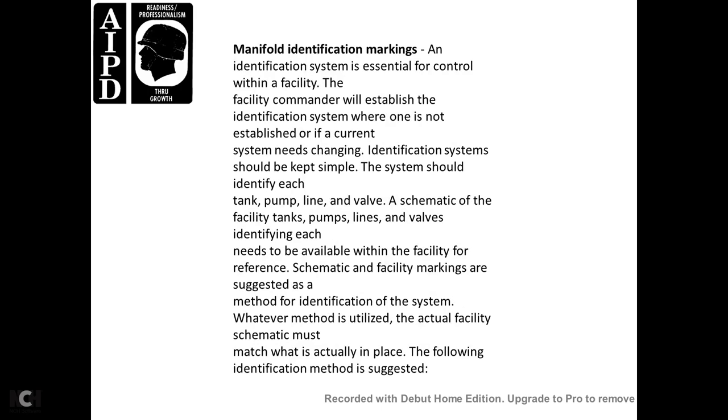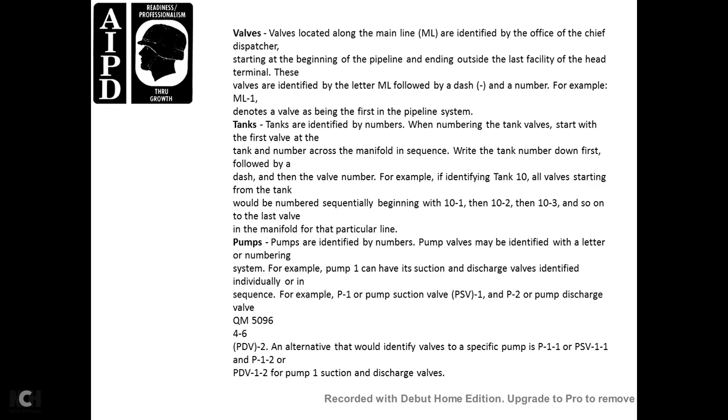Manifold identification marks. The identification system is essential for the control of the facility. The facility commander will establish the identification system where one is not established, or if a current system needs to be changed. The identification system should be kept simple. It should identify the tanks, pumps, lines, and valves, and a schematic of the facility should be kept for reference. Whatever method is utilized, the facility schematic must match the actual markings. The following identification method is suggested.